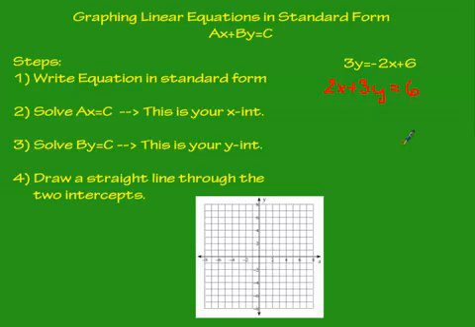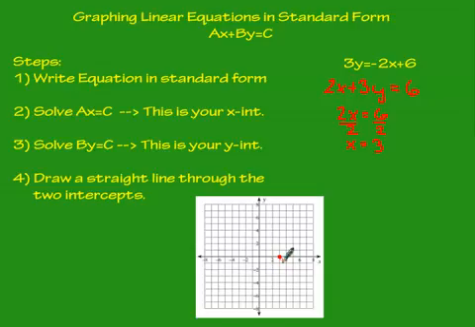Step number 2, you're going to solve ax equals c. So what I suggest to do is just take your hand and cover up 3y. So you just have 2x equals 6. And you're going to solve this. Divide both sides by 2, and you get x is equal to 3. All right? That point is your x-intercept. So on your x-axis, your line's going to cross at the point 3.